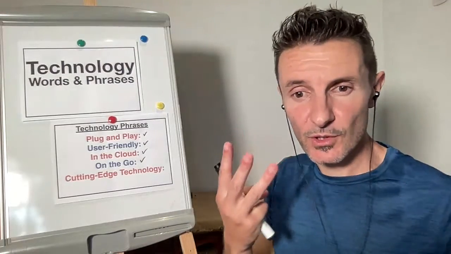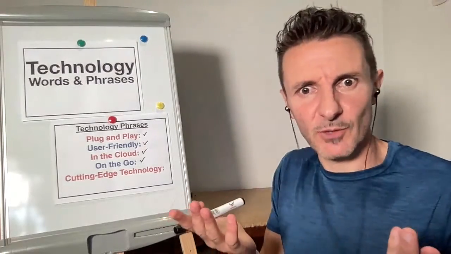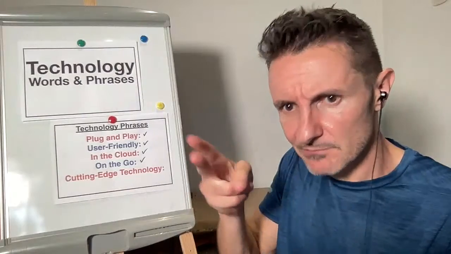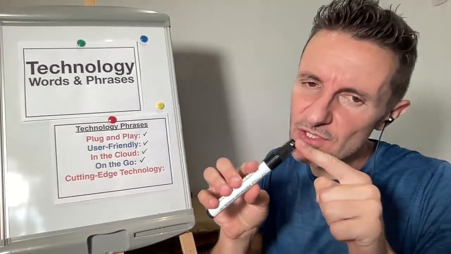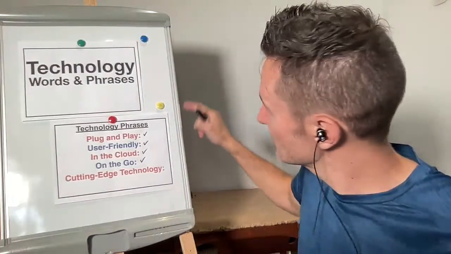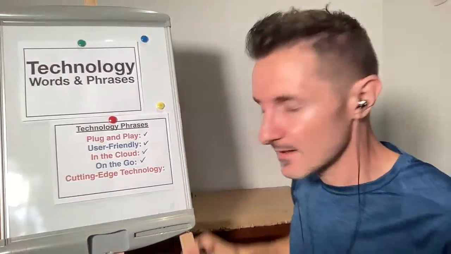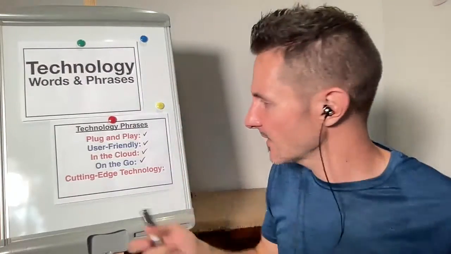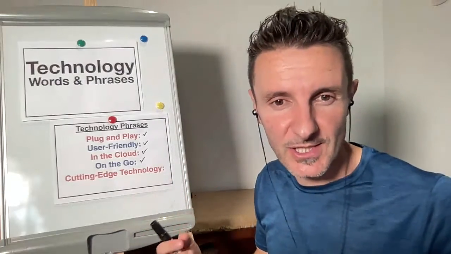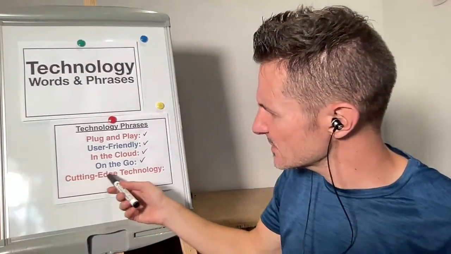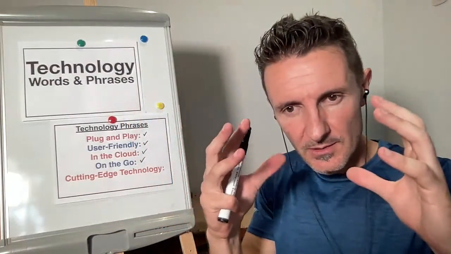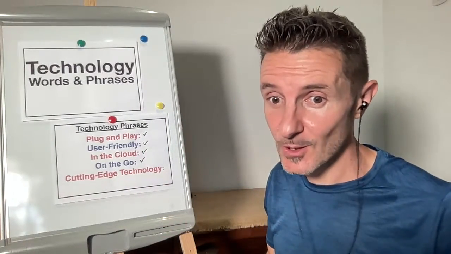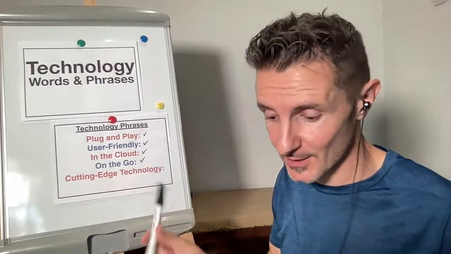Now, these three words by themselves don't make sense. Cutting, okay. Edge is the side of something. So this is the edge of my phone. This is the edge of the whiteboard. Edge means the side of something. And technology, we know what technology is. But if you put these three words together, they mean something else. Okay? So Robert said quantum computing. That is cutting edge technology.